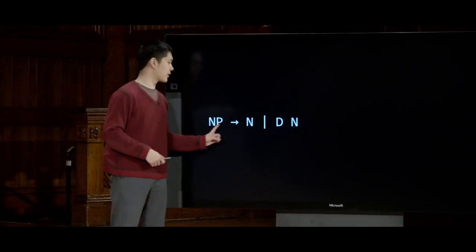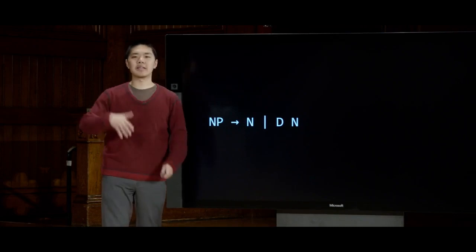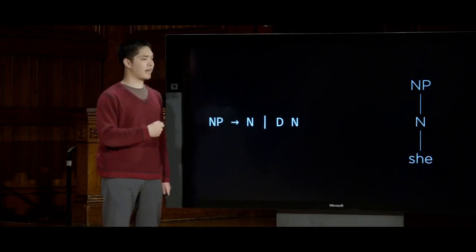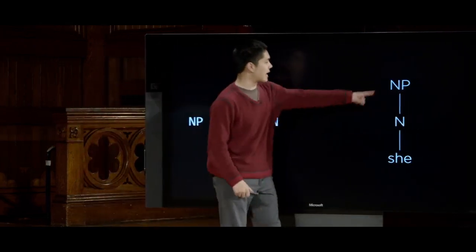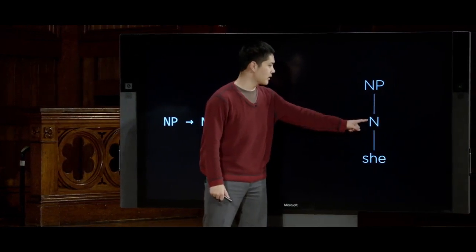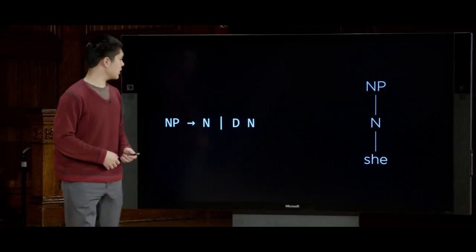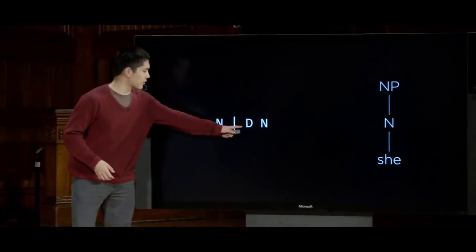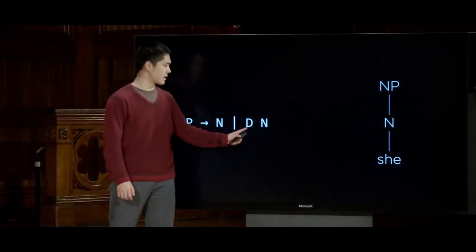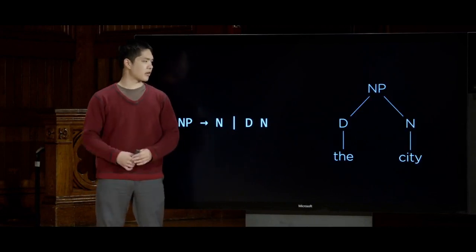So for the first example, a noun phrase that is just a noun, that would allow us to generate noun phrases like she, because a noun phrase is just a noun, and a noun could be the word she, for example. Meanwhile, if we wanted to look at one of the examples of these, where a noun phrase becomes a determiner and a noun, then we get a structure like this.